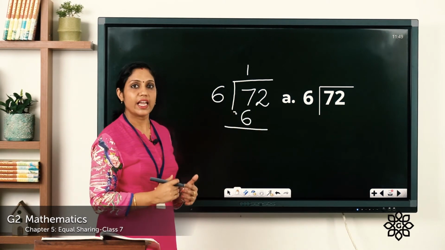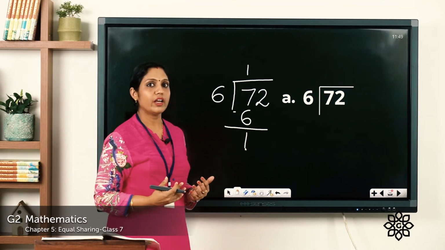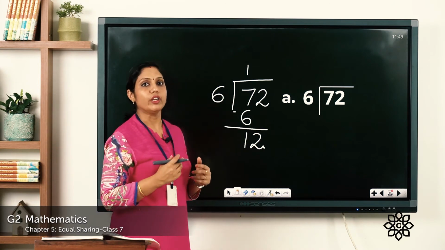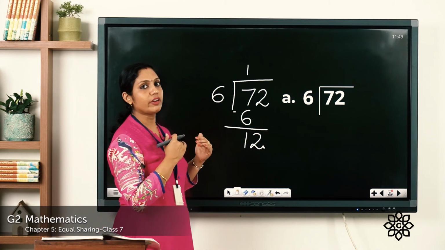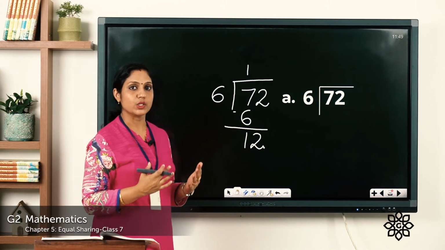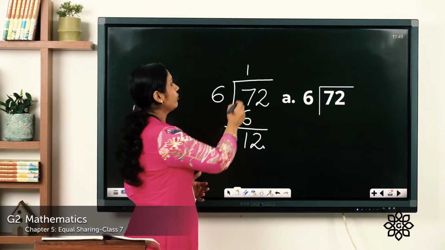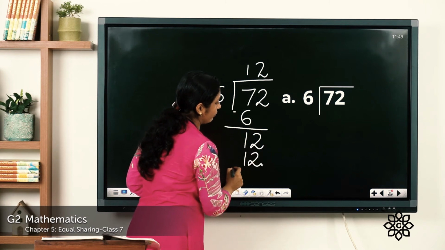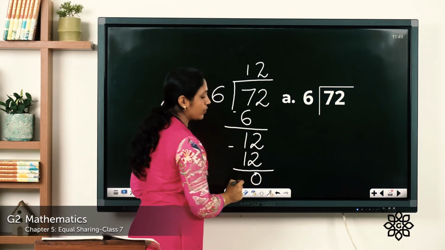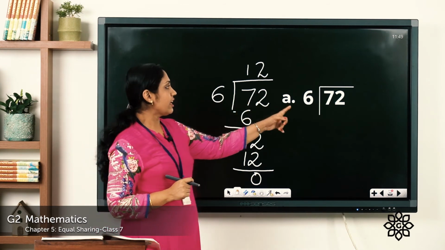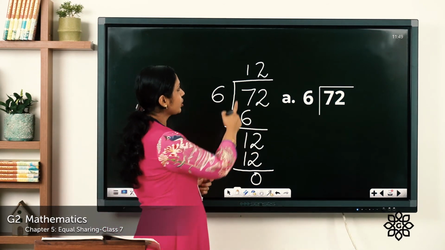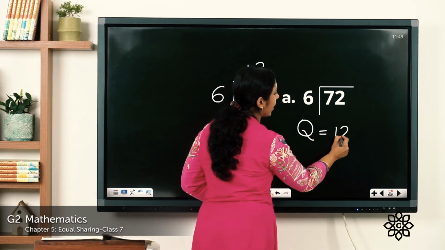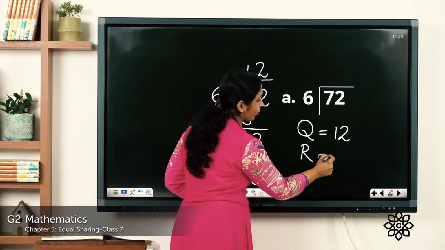7 minus 6 is 1. Now what do we have to do? Bring that 2 downwards. Now how much did we get? We got the number 12. Again, revise the table of 6. 6 ones are 6, 6 twos are 12. So that 2 on top and 12 below 12 itself. So now subtract, and 12 minus 12 is 0. So 72 divided by 6, the quotient is 12. That is Q is 12 and the remainder is 0.